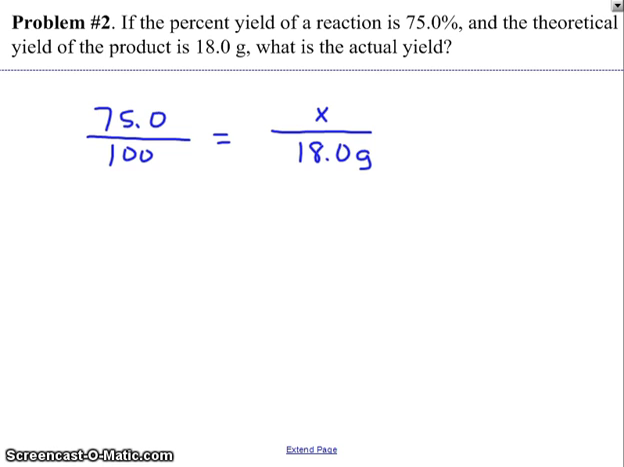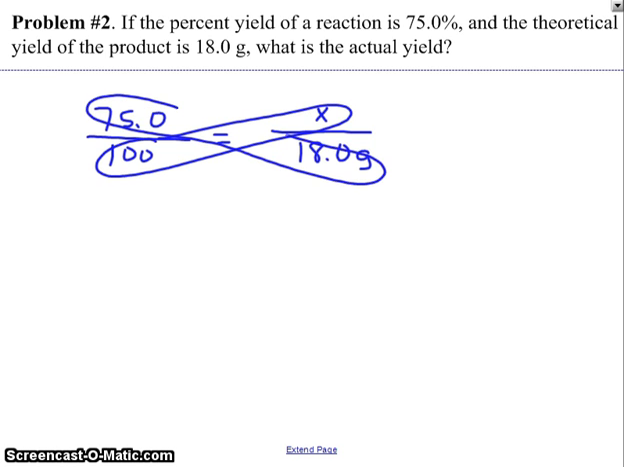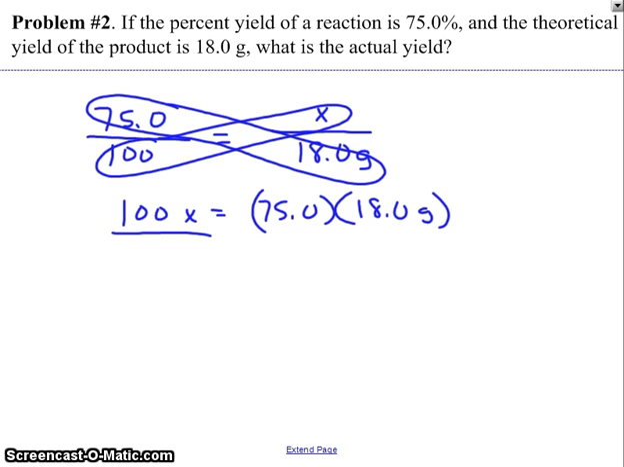So this just becomes a cross multiplication problem, which we can do because there's an equal sign here in the middle. So what we have here is 100x is equal to 75.0 times 18.0 grams. Divide both sides of the equation by 100 to get x isolated by itself. And then your calculator work just becomes 75.0 times 18.0 divided by 100.